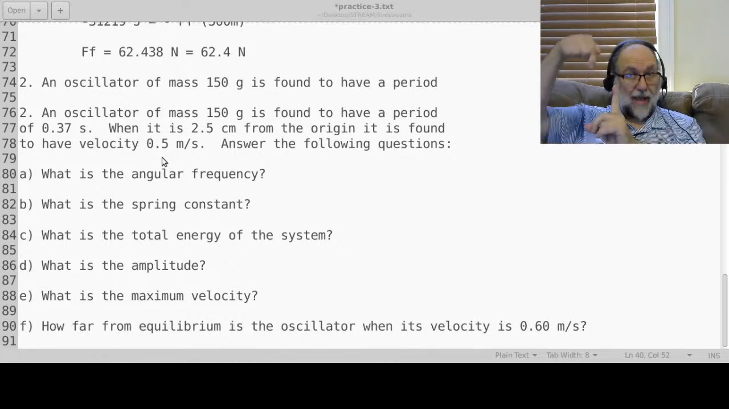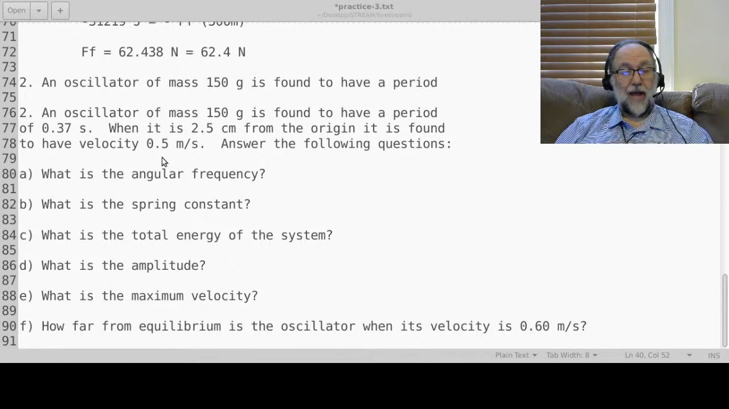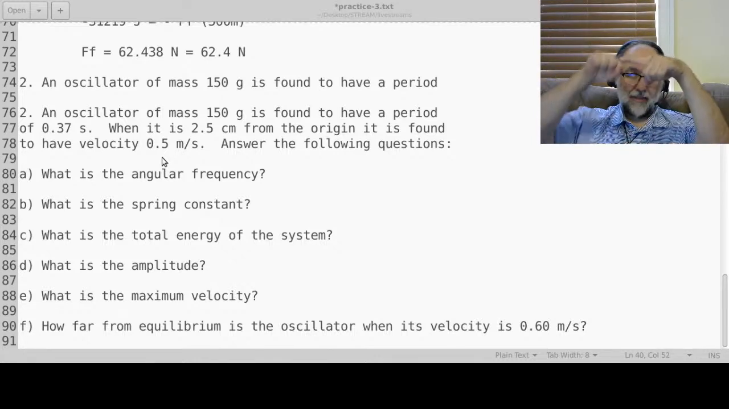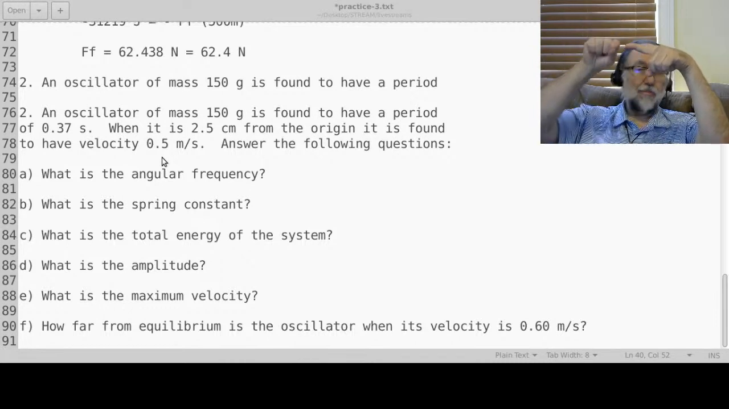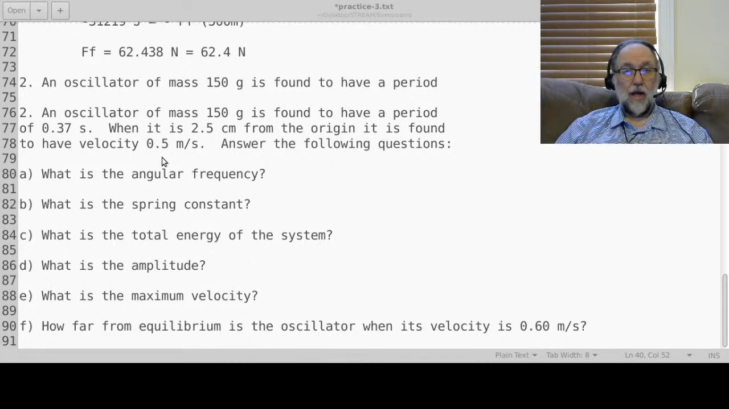It doesn't matter because it's going to pass that 2.5 centimeter point twice, once on the way in and another time on the way out. And when it passes the 2.5 centimeter point, both times it'll have the same velocity, just a different direction. Remember, when we threw a rock up into the air, when it passes the same height, it has the same velocity up, and then when it comes down, it has the same velocity down. It's the same thing with the oscillator. When it passes that 2.5 centimeter mark, whether it's going in towards equilibrium or out away from equilibrium, it's going to pass that point with 0.5 meters per second.